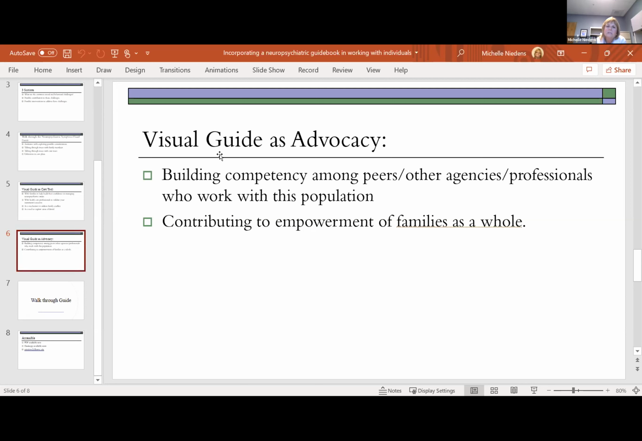So we're going to stop share for just a minute, and I'm going to share the guide and we'll walk through that. And it's not showing. Why isn't it? Hang on, guys. Oh, there we go.